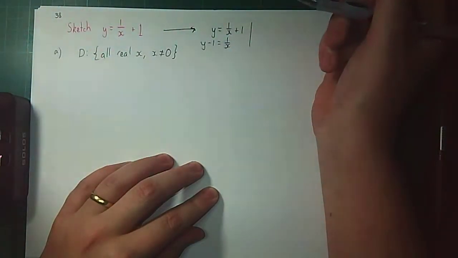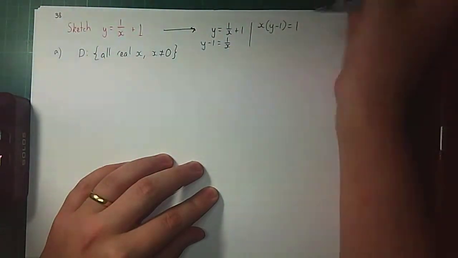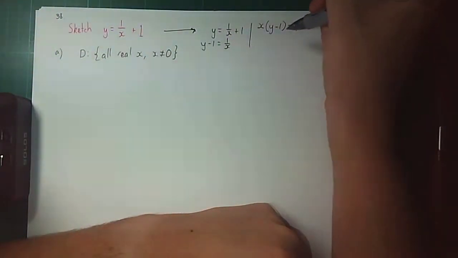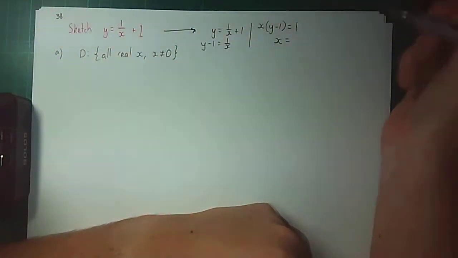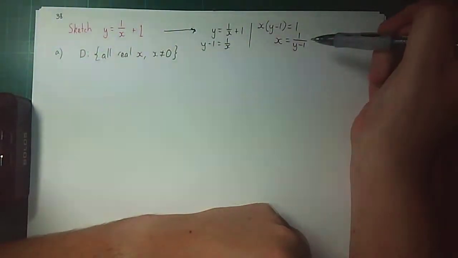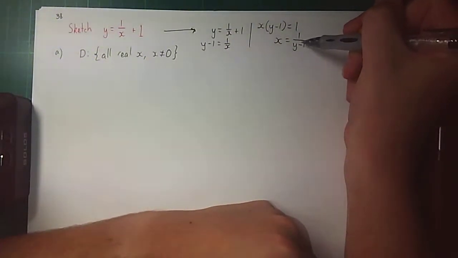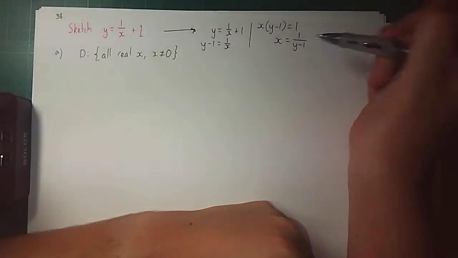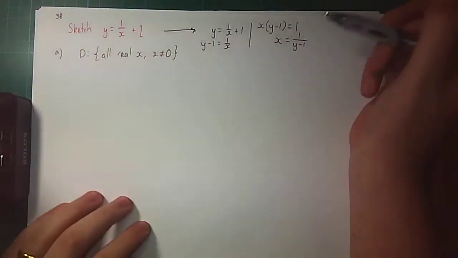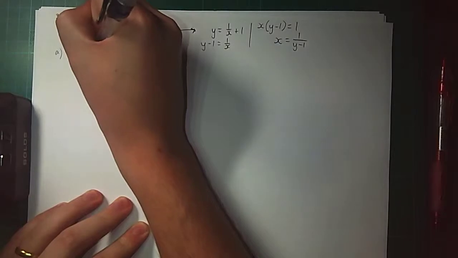By multiplying x by everything, we have x on the outside of y minus 1, which is equal to 1. And if we divide both sides by y minus 1, we'll be left with x is equal to 1 over y minus 1. We can see here, now we know what y can't be. In order for this to be 0, y has to equal 1, because 1 minus 1 would be 0. As a result, that is our y value that we can't have. So that lets us sort out our range.